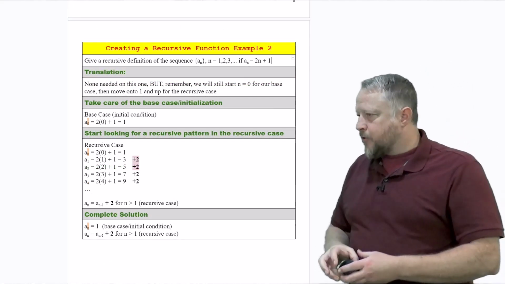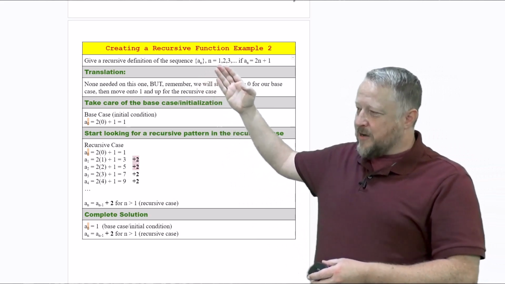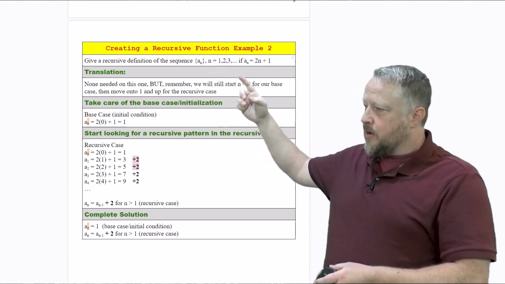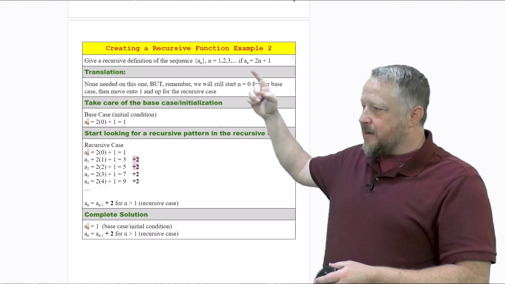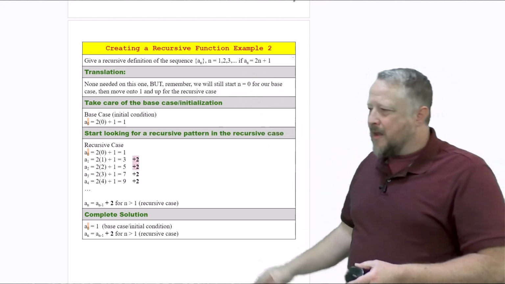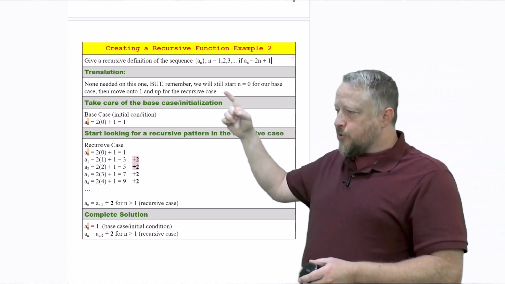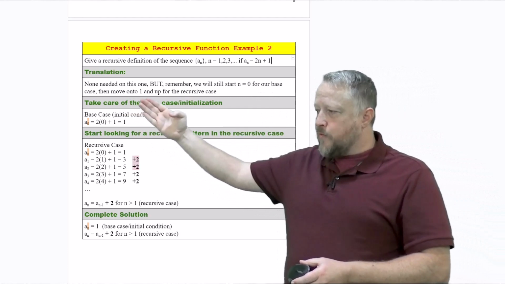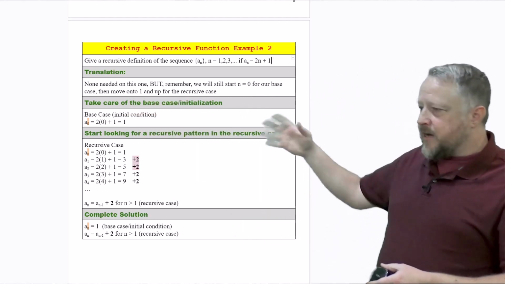Here's our example number 2. We're using a sequence, go figure, where a of n is going to equal, well, the n portion is going to be a positive integer. So we have a formula that's going to create that sequence: a of n equals 2n plus 1. Now, there's not a lot to translate on this one, but remember, we'll start at n equal to 0 for our base case, and then we'll move into 1 and up for the recursive case from there. So take care of the base case first.